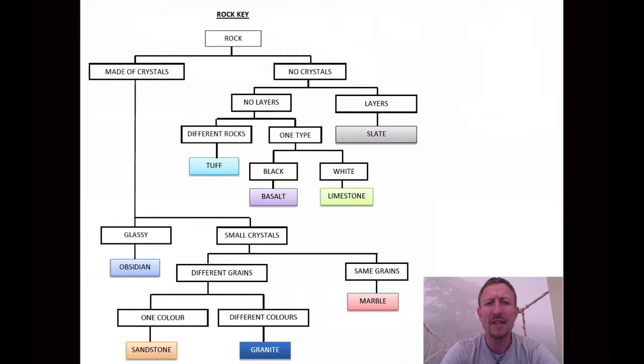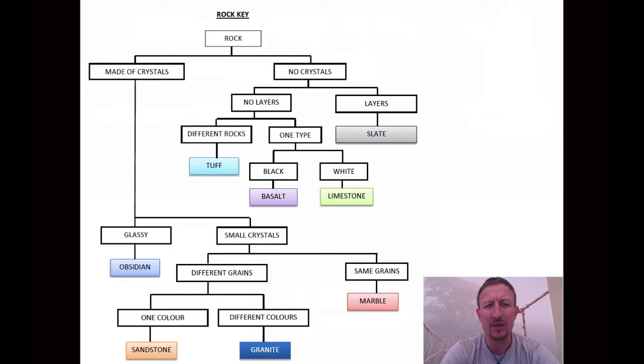Okay, so basically what is a rock key? Well, a rock key is a way of identifying what type of rock you've got through a variety of questions. As you can see, here's an example of a rock key that's been set up. What you do is you start off with your rock right at the top, and then you answer the two questions that come straight off the rock box.